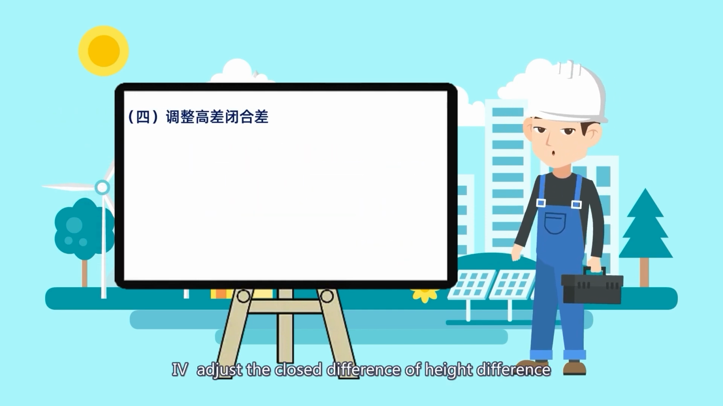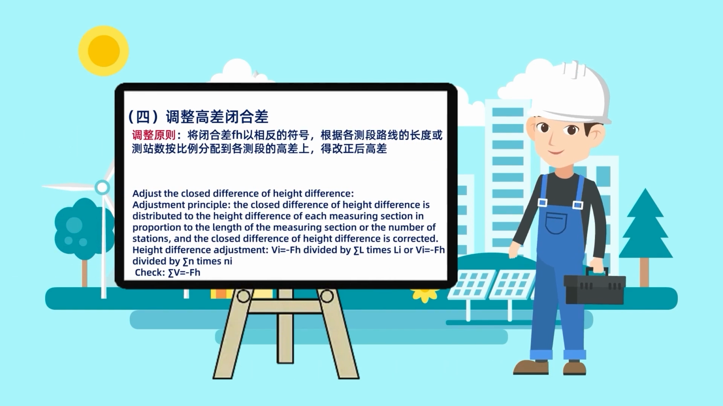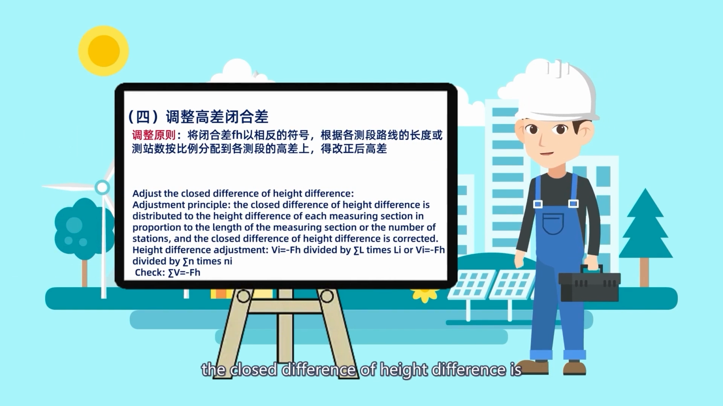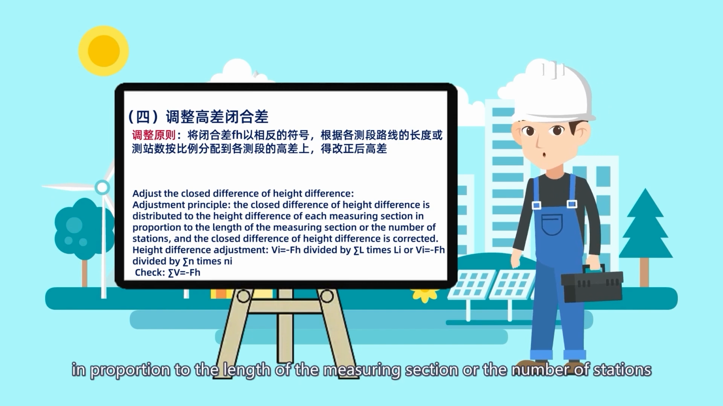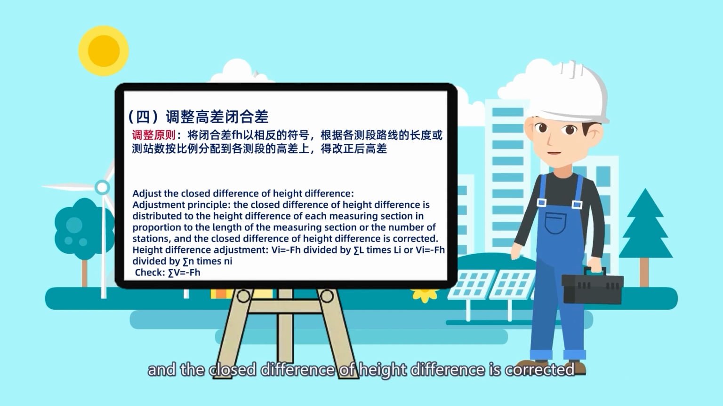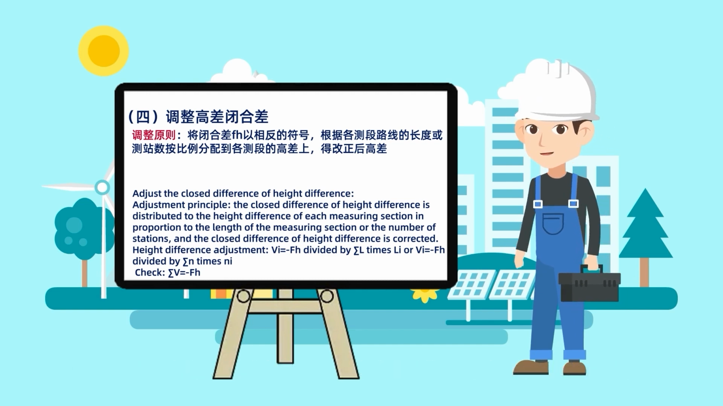4. Adjust the closed difference of height difference. Adjustment principle: the closed difference of height difference is distributed to the height difference of each measuring section in proportion to the length of the measuring section or the number of stations, and the closed difference of height difference is corrected.